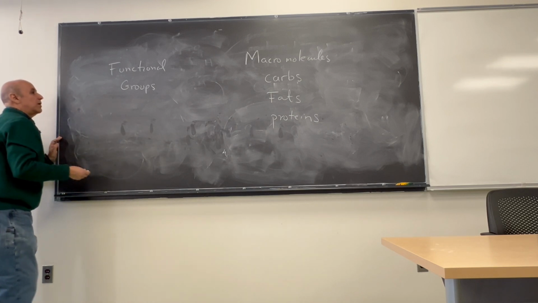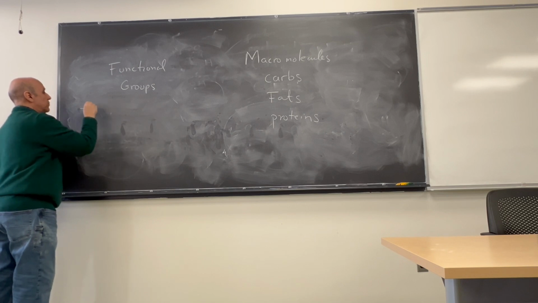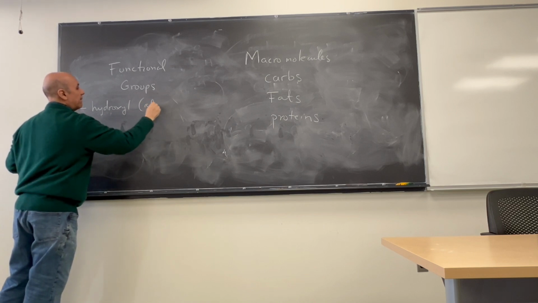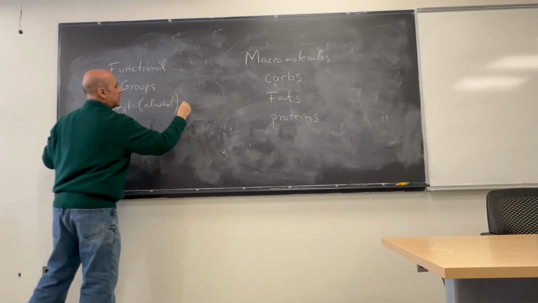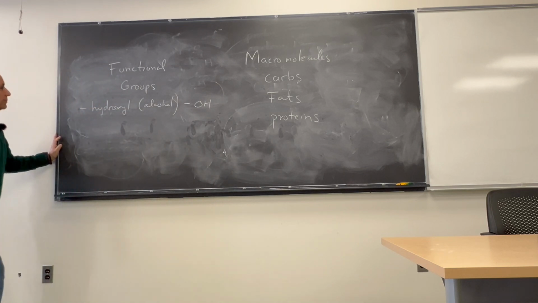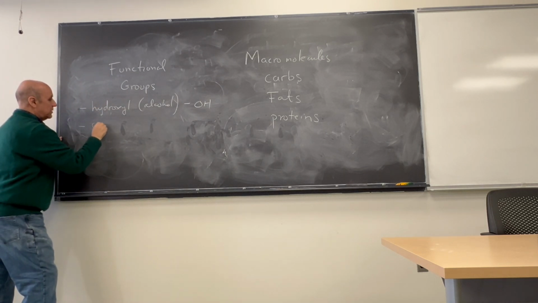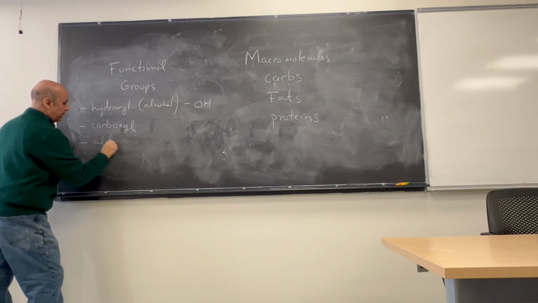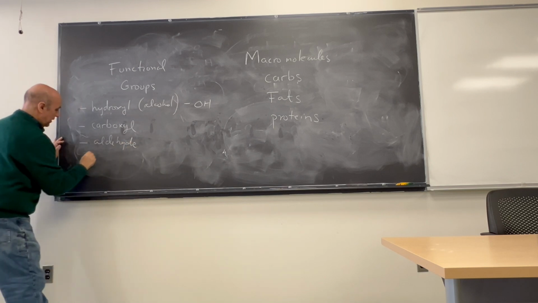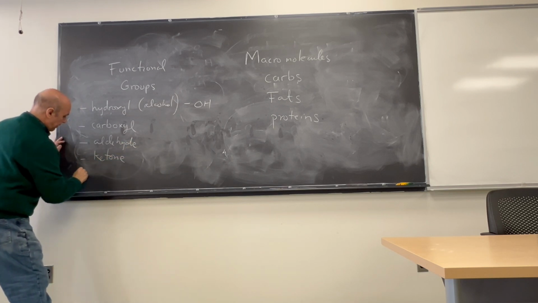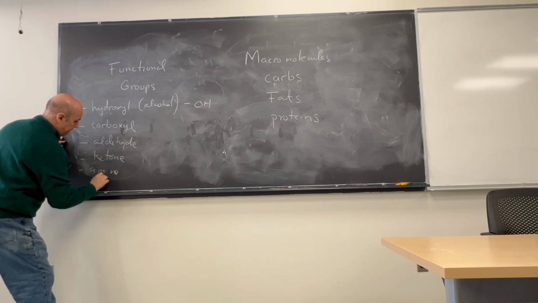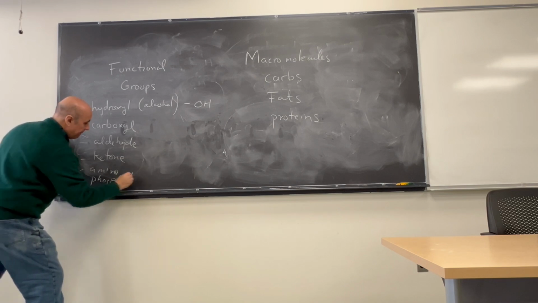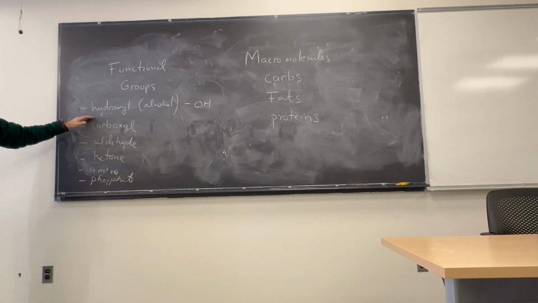And what we're gonna start talking about on Wednesday is the following functional groups. You already know one, it's called the hydroxyl. It's an OH group. To that, we're gonna add the carboxyl, the aldehyde, the ketone, the amine, and finally something called the phosphate. We'll explore them on Wednesday, but that's where we're heading.